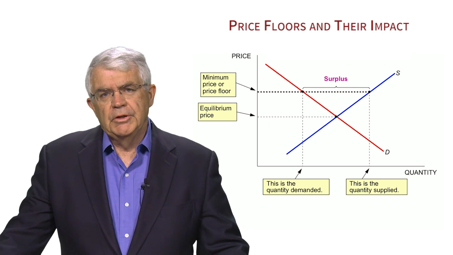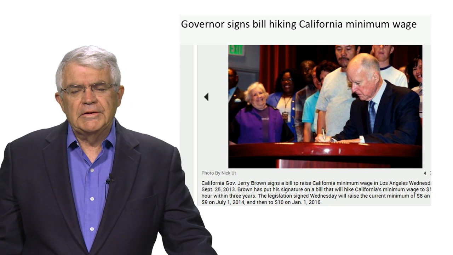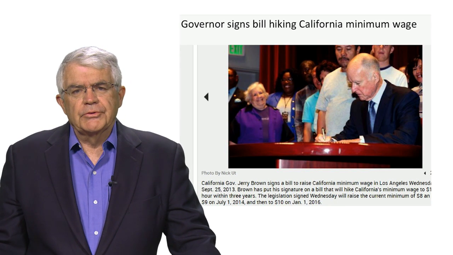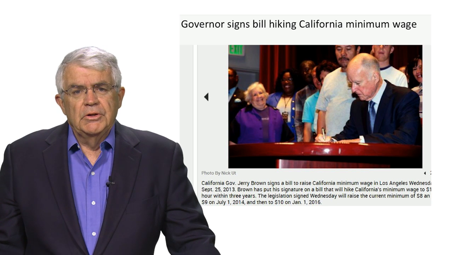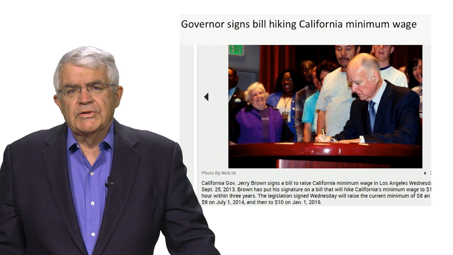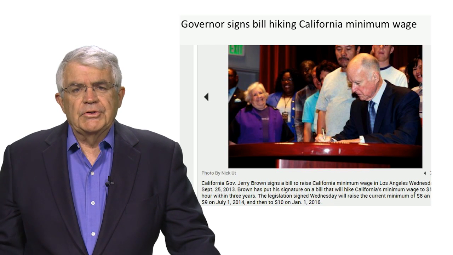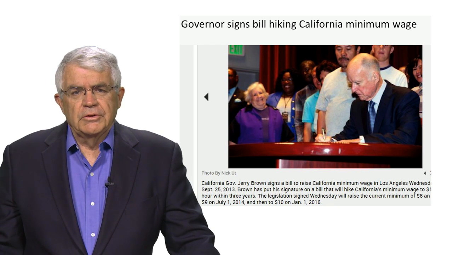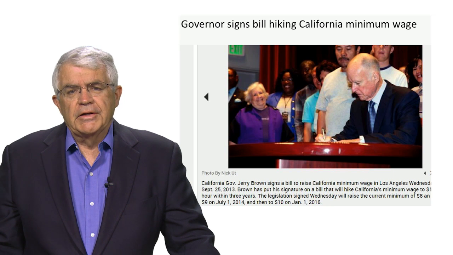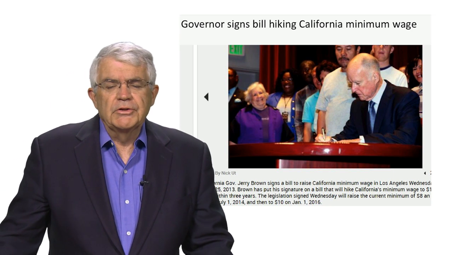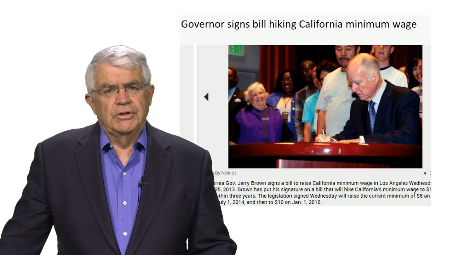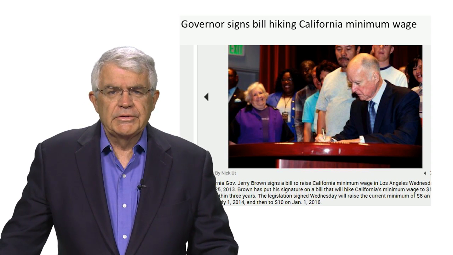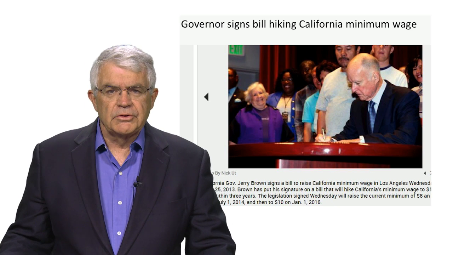One of the most widely discussed and controversial examples of price intervention by government is the minimum wage. Minimum wage basically says you can't pay workers less than a certain amount. It occurs in states, it occurs at the federal government, and this is an example of the governor of California signing a bill to raise the minimum wage in California from $8 an hour to $10 an hour. So can the supply and demand model be used to analyze the impact of this? Yes, so let's do it.